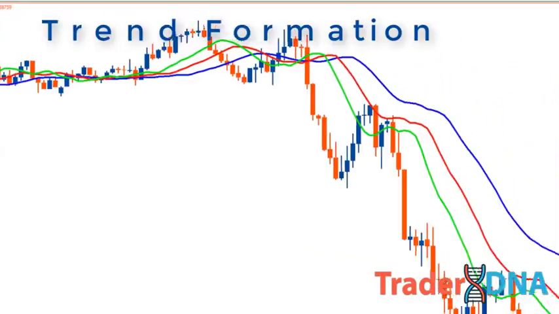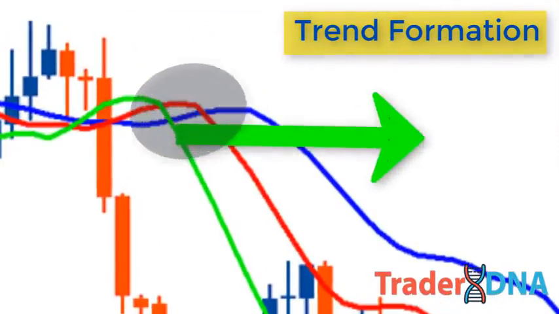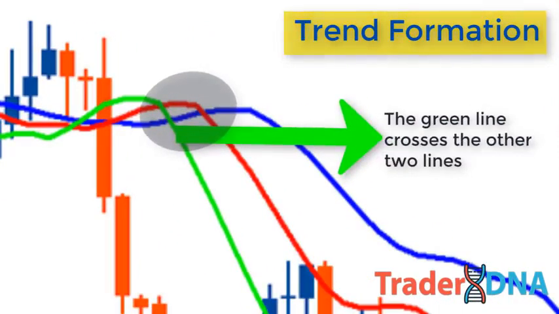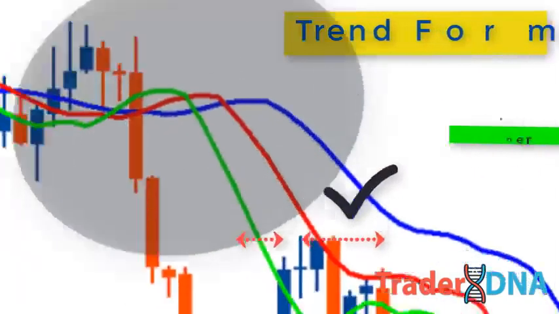Trend formation. We can notice the formation of a trend when the fastest moving average, or green line, crosses the other two lines. All of the lines should move in one direction. The strength of the trend will reflect the length of the sideways movement. The bigger the distance between the lines, the stronger the trend is.